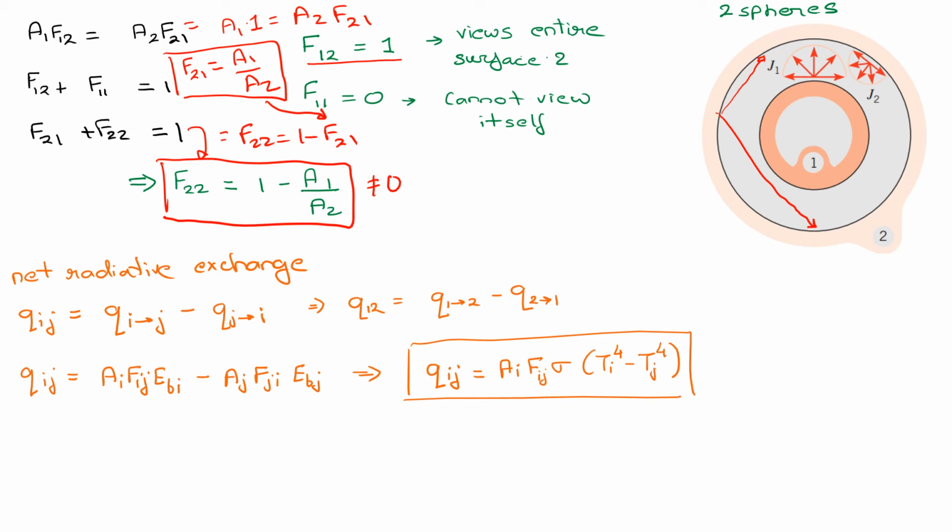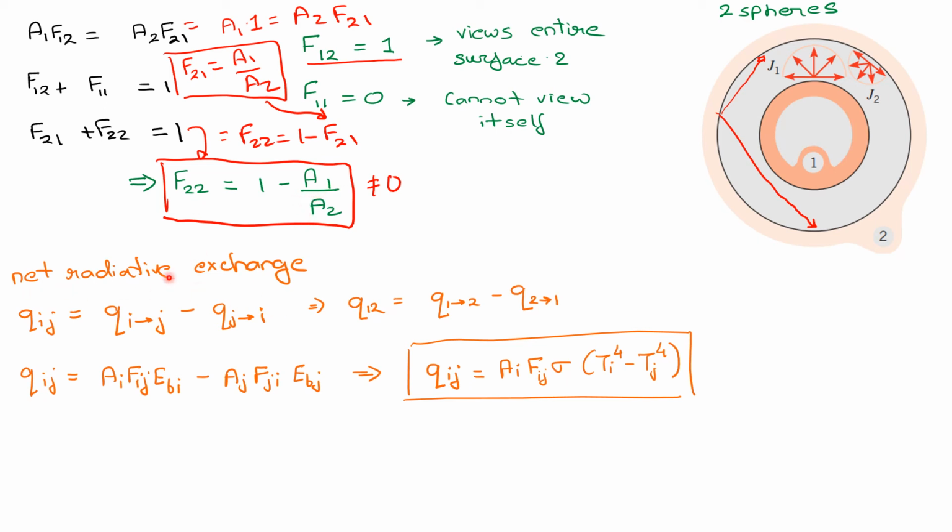Okay, so this is how you can calculate the view factors in geometries that are not flat, or which have concave and convex surfaces. So if you're given the diameters of these two spheres, you can easily calculate what the view factor is for F22, and then you'll be able to calculate the net radiation exchange.